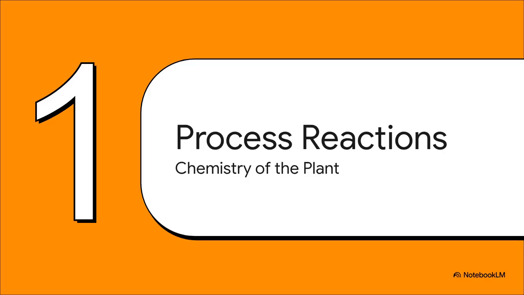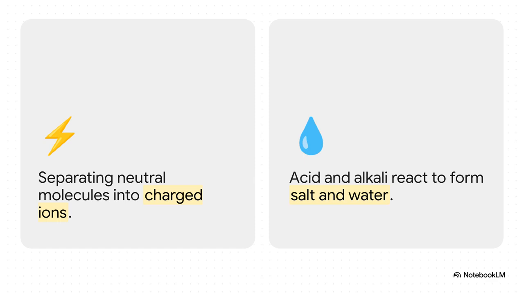Section 1. Process reactions, the chemistry of the plant. Let's look at two absolutely vital inorganic process reactions driving our factory. First up is ionization. This is a chemical change where neutral molecules separate into electrically charged particles called ions, specifically positively charged cations and negatively charged anions. In an actual plant, this principle is the driving force behind ion exchangers, which purify water by swapping out problematic ions for harmless ones. Then we have neutralization.